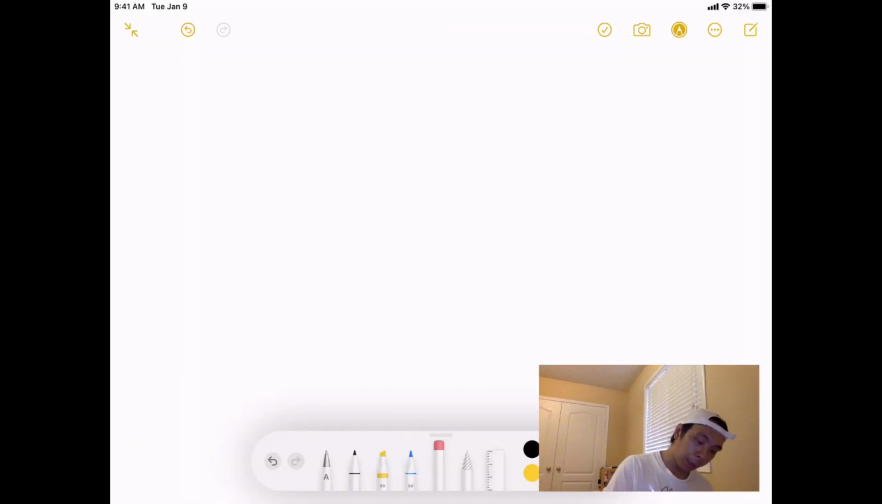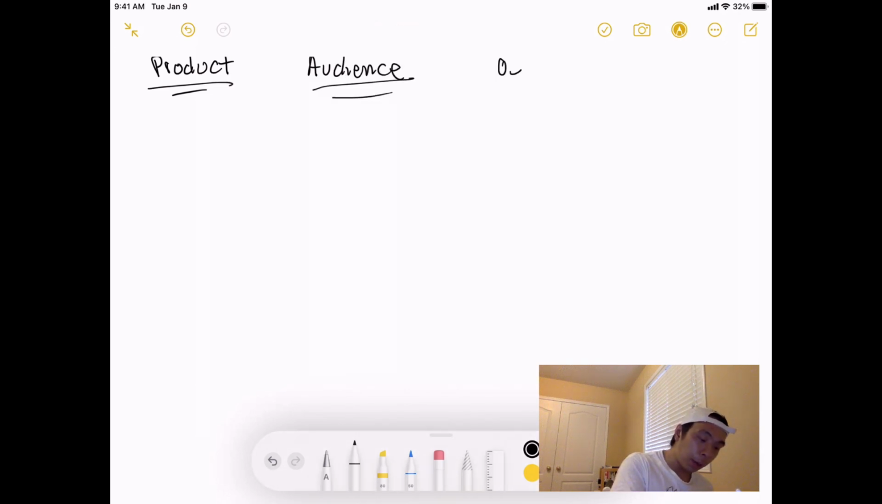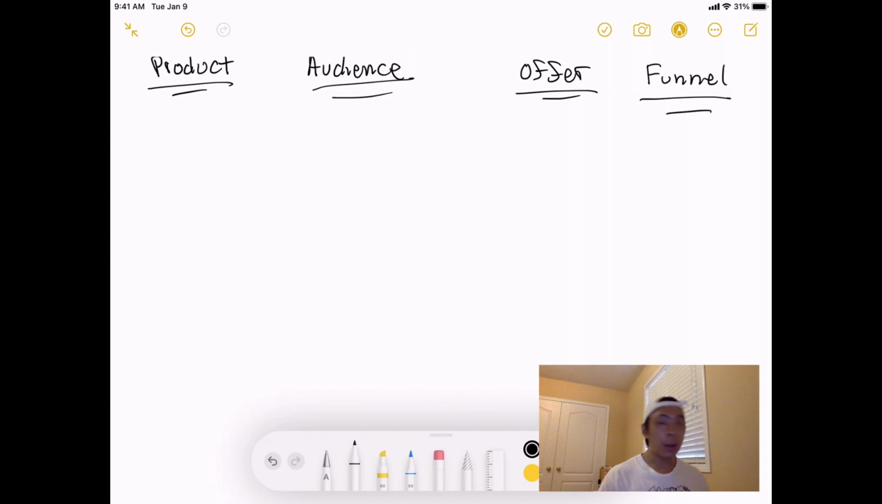The first one is going to be product. Then we have audience. And we have our offer. And lastly, we have our funnel. Right? So let's talk about each of these in detail.